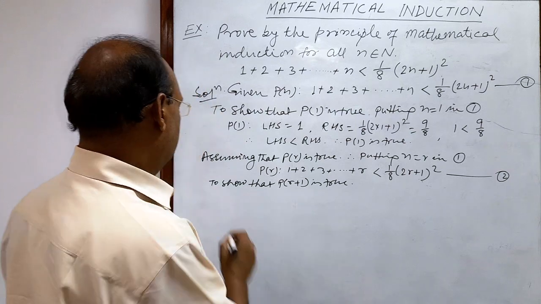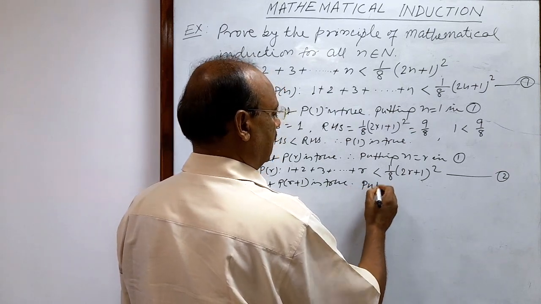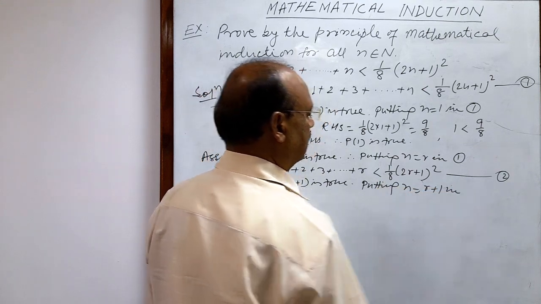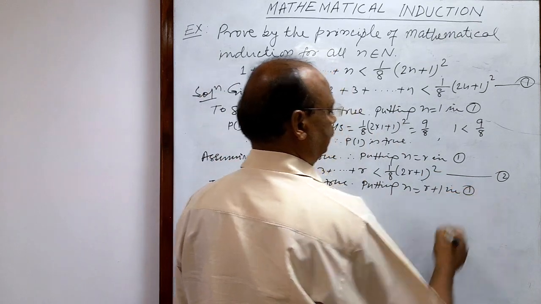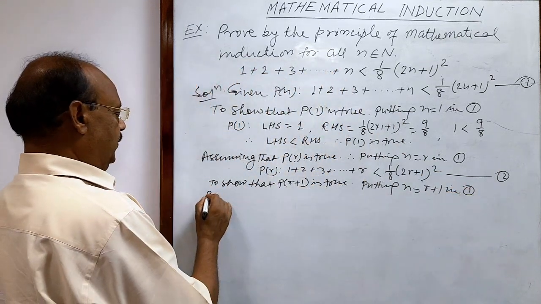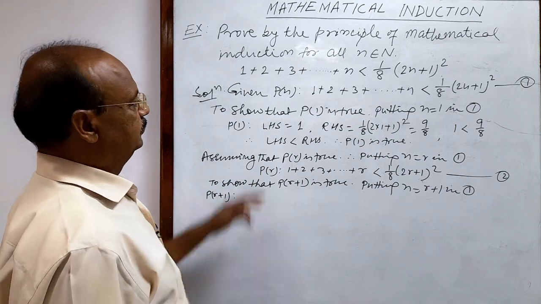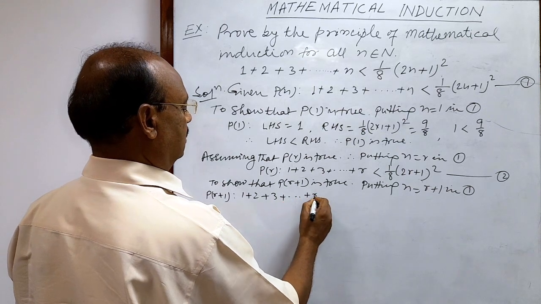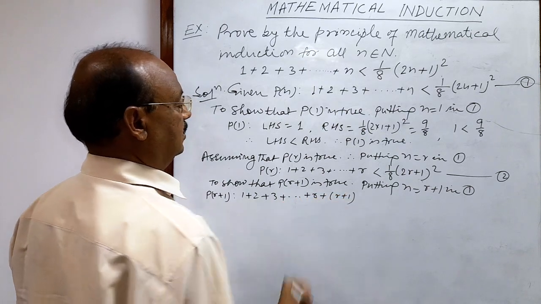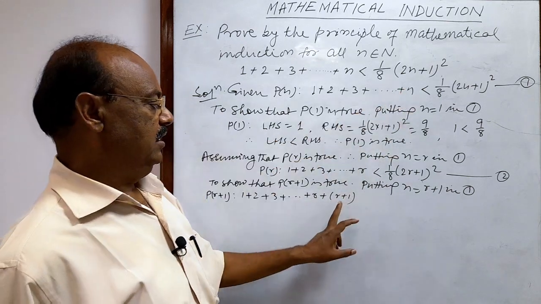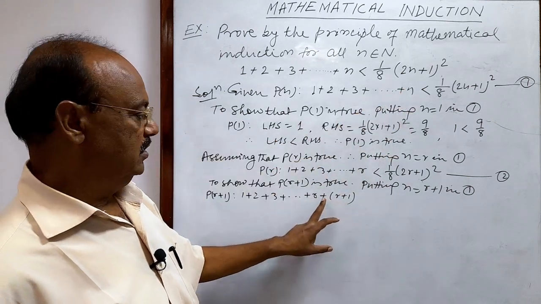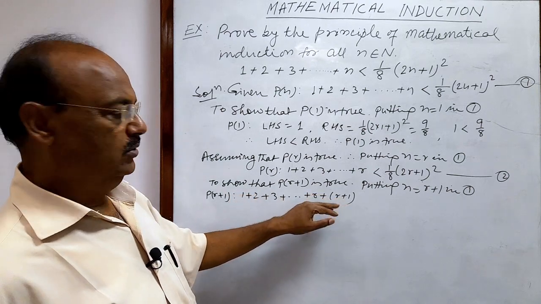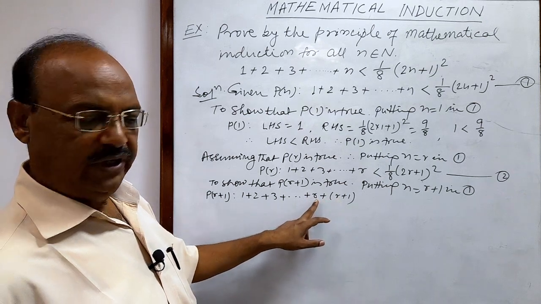Okay. So putting n is equal to r plus 1 here. Putting n is equal to r plus 1 in relation number 1. So P(r+1) is 1 plus 2 plus 3 plus ... plus r plus (r+1). We are writing n is equal to r plus 1 here. So this is the last term and this is the second last term, because every term is increasing by 1. So this is r plus 1, and the previous to this one will be r.